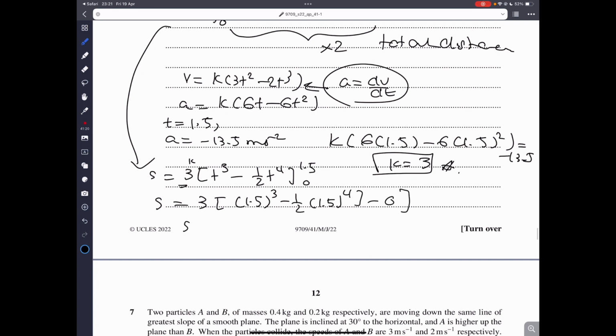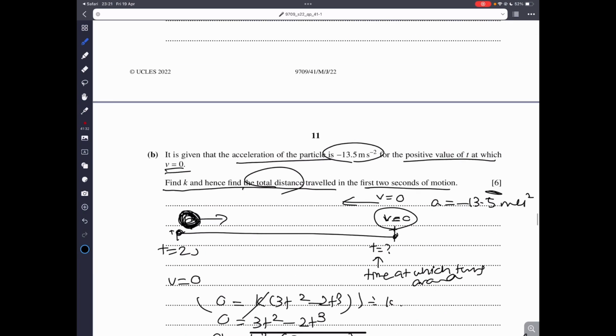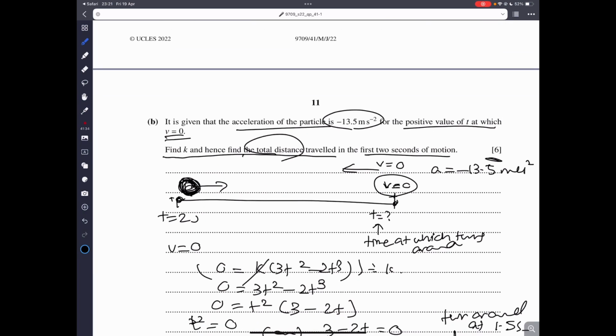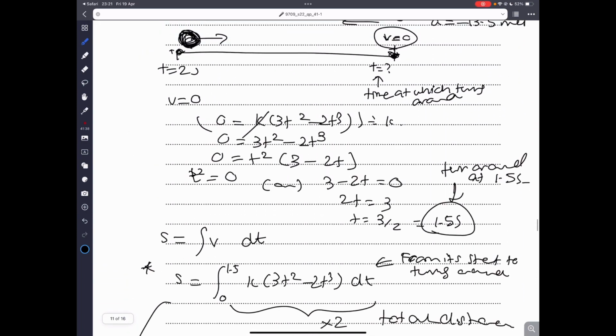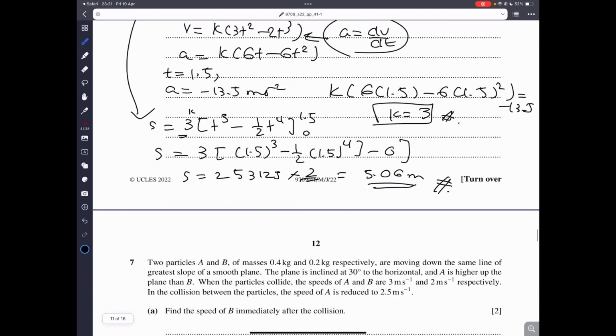Okay, so the distance is equal to 2.53125. Now, because it is asking for the total, we times it by 2, so this gives us 5.06 meters. And this is your final answer. Now, for this question, you do have to think about when the ball turns, the time it takes to turn. So you get 6 marks for that question.